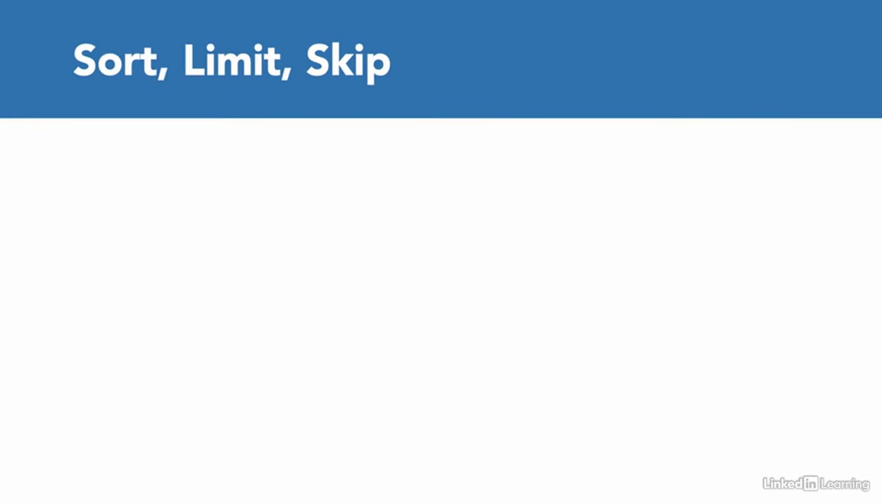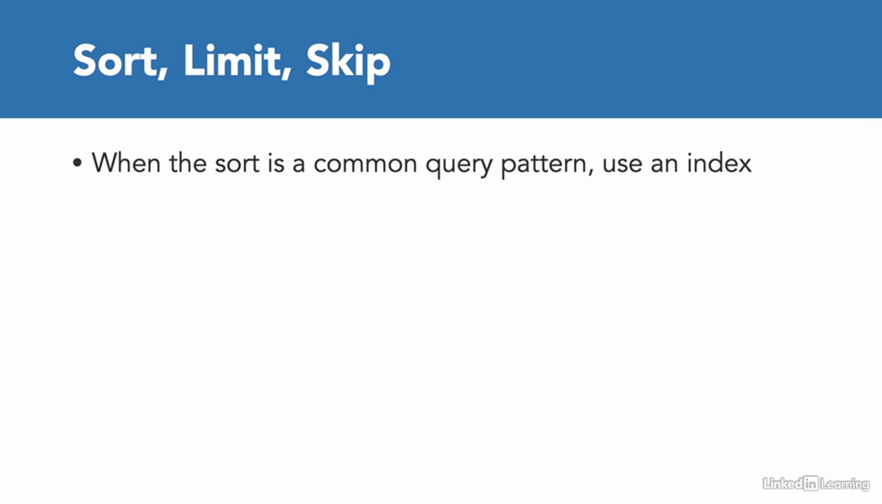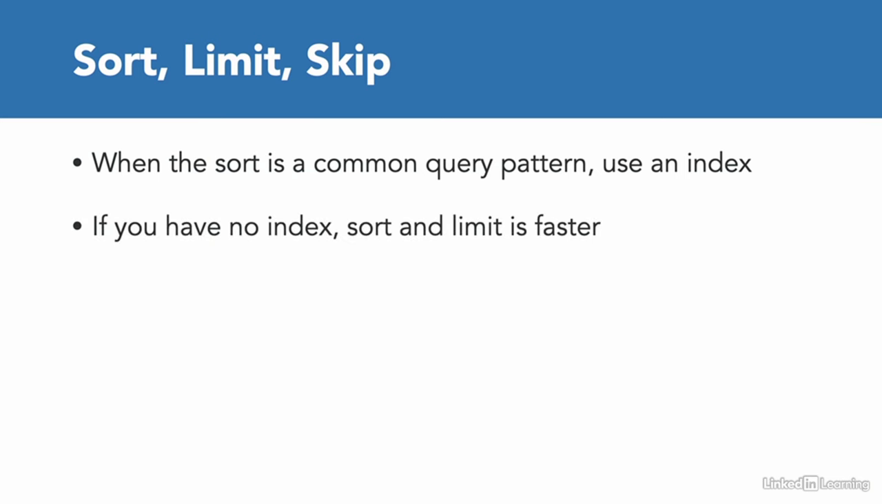There are a few things you should know about these operations. The first thing is that if sorting your data is a common query pattern, that means if it's a query your application will often send to the database, it should be supported by an index. That will make this query a lot faster and not waste any resources sorting data over and over again. However, if this is not a common query pattern or you can't add an index, using a sort with a limit will make the query return faster because MongoDB can use a faster sorting algorithm to only return the top N results.